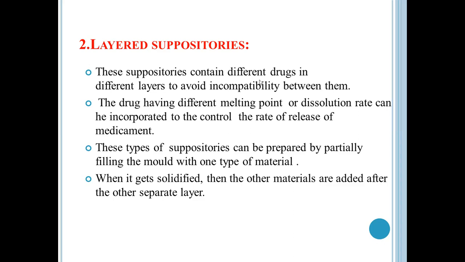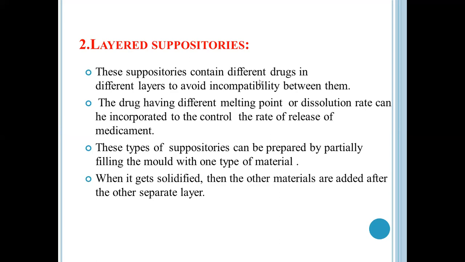Mold we discussed in the procedure. During preparation of these suppositories, material is placed into the mold, and after some time, when it cools, we get the suppositories. When it solidifies, other materials are added as a separate layer. Means how to make layered suppositories: firstly, the first ingredient is placed into the mold, it solidifies after cooling, and after solidification the layers of the other materials are added, separate layers. In this way layered suppositories are prepared.